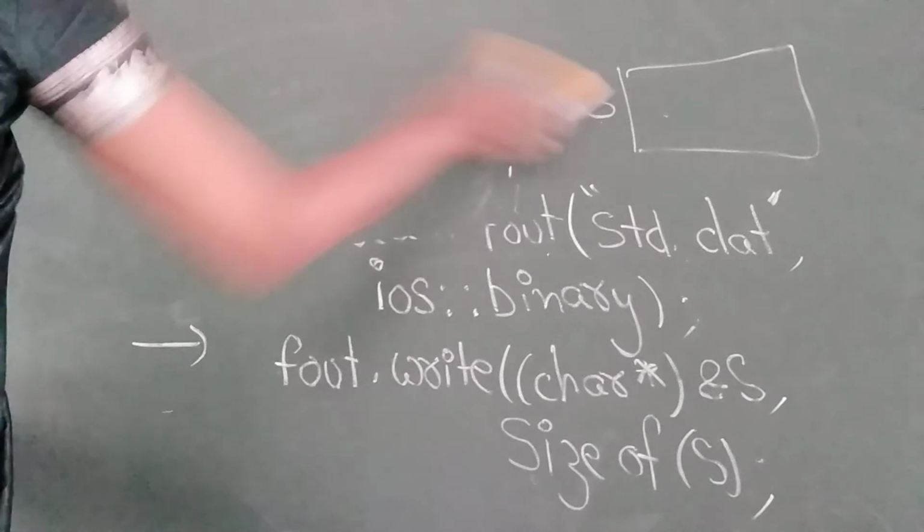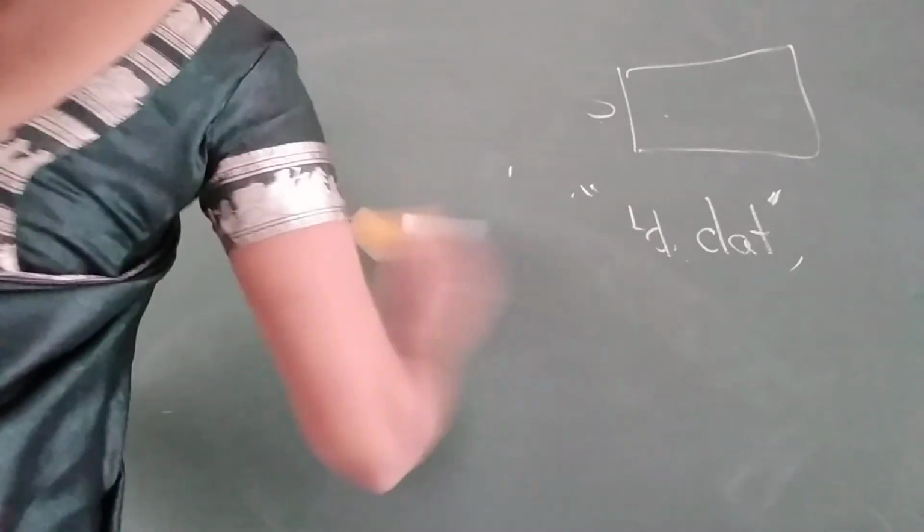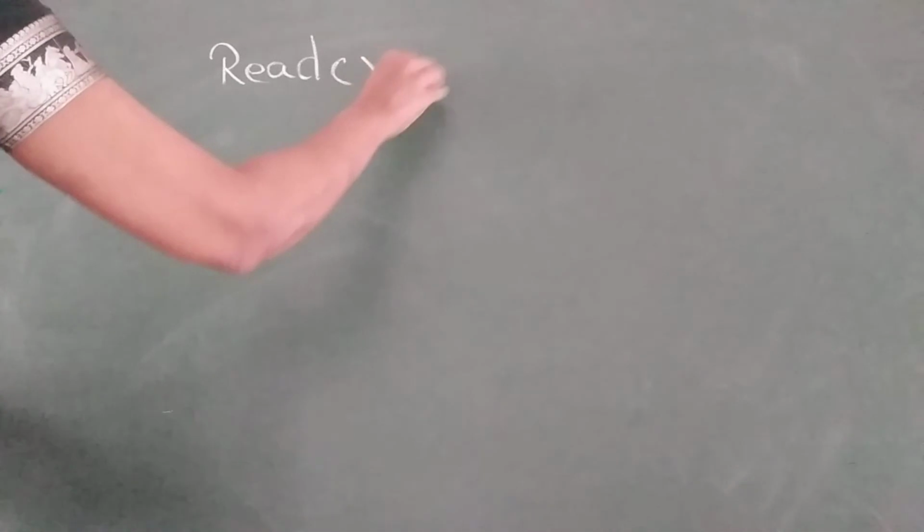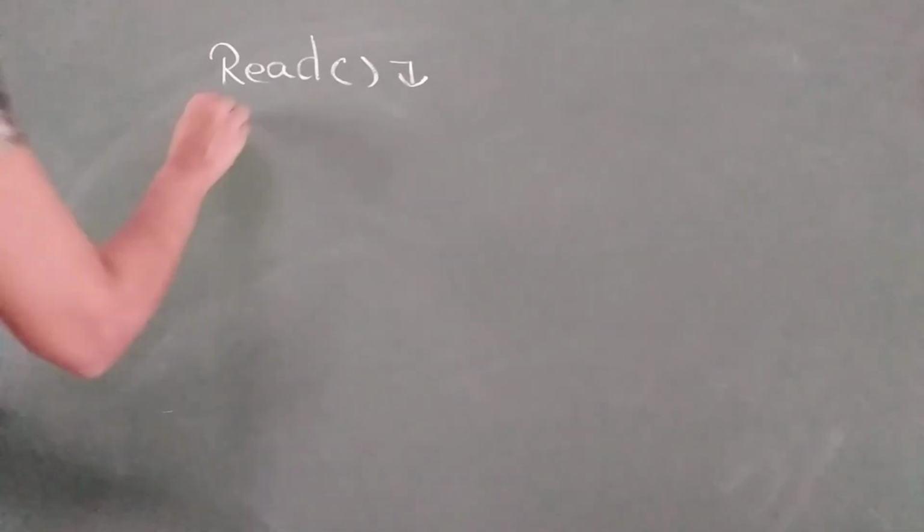So next one. We saw about the write off operation. Next we are going to see about read off. So the next binary function is read off. What do you mean by read off? Read off means it is used to read from a binary file.